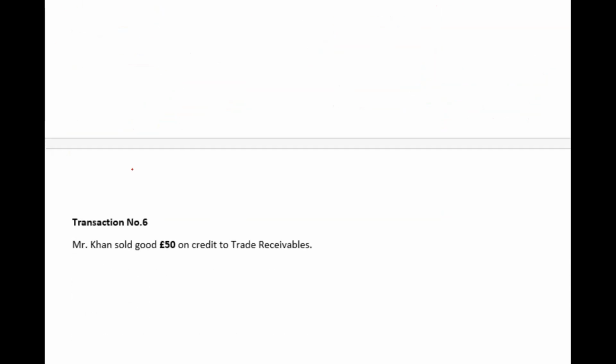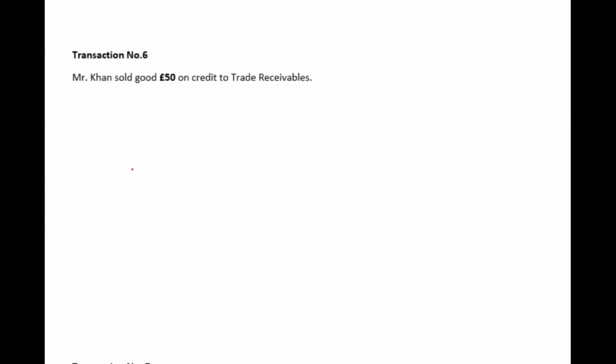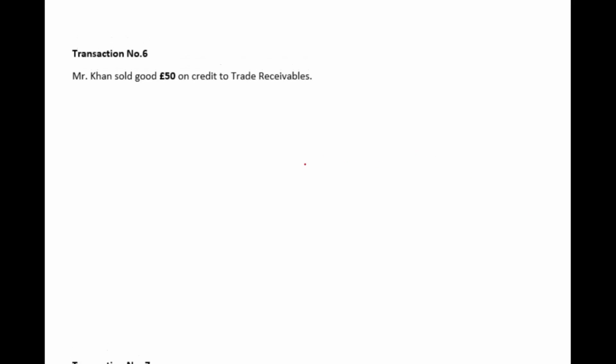Just for your practice purpose, I'm going to show you a couple of more new ones. This time it's a credit transaction. Yeah, we have few more transactions. So far we have seen bank and cash transactions, but this time Mr. Khan is the owner of a business, has sold goods £50 worth on credit. This credit means not getting paid now, to trade receivables. If you're selling goods on credit to your receivables, they will pay you later.